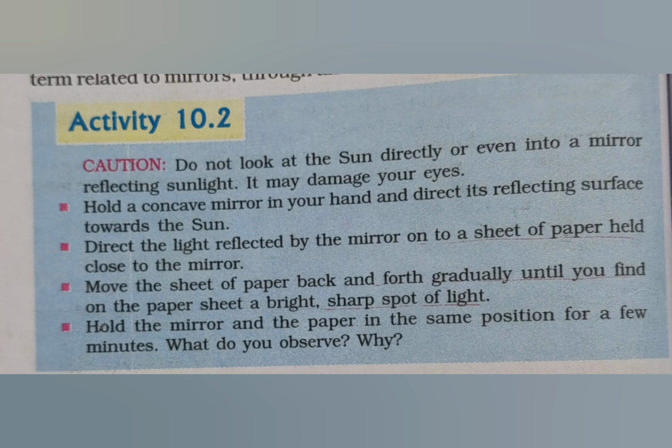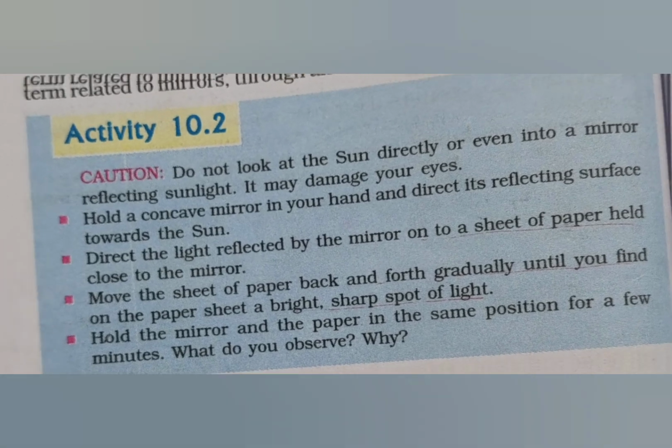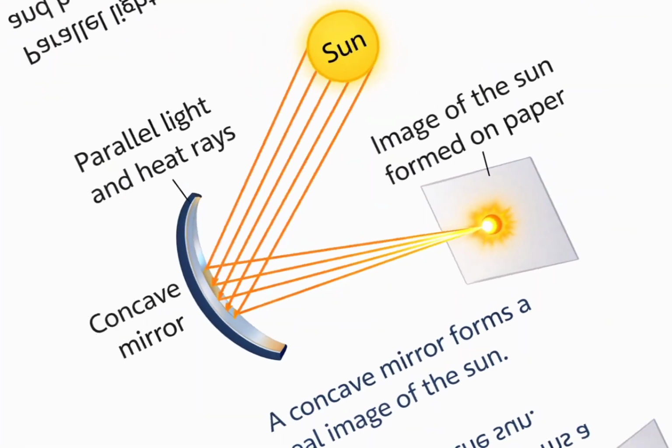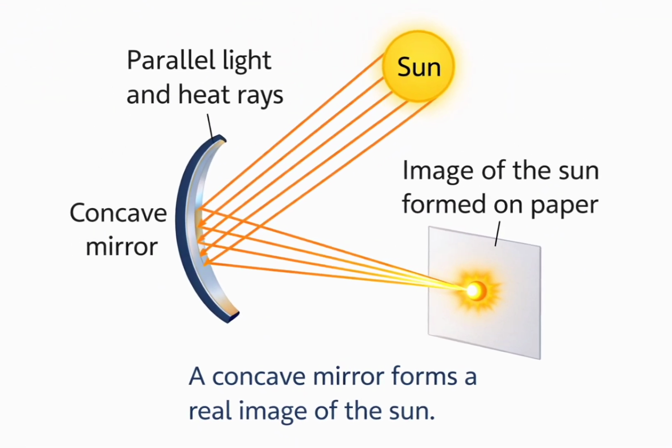Let us understand a very important activity, how a concave mirror works. First, they have given a caution in your textbook: never look directly at the sun or into a mirror reflecting sunlight. It can harm your eyes. So take a concave mirror, hold it in your hand, with the reflecting surface of the concave mirror towards the sun. Now hold a sheet of paper in front of the mirror. You will see sunlight reflecting from the mirror onto the paper, right?